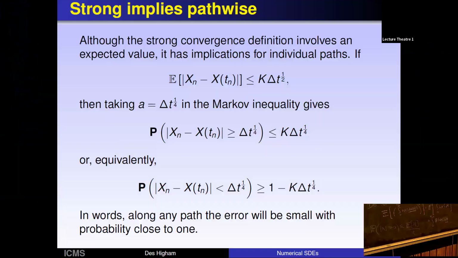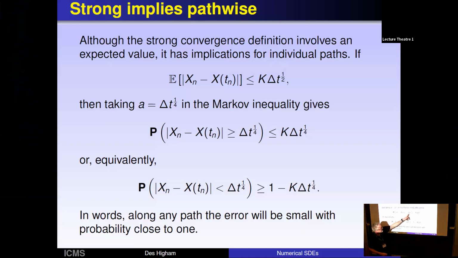So we're now thinking of X as being our error, and we can take A to be delta T to the quarter, and then that expectation is bounded by K times delta T to the half, and we're dividing it by A, which takes us down to delta T to the quarter. So we've chosen a quarter to balance that ratio. This is telling us the chance of the error exceeding some small number is bounded by some small number. So in this sense, we're staying close to the exact solution path with high probability.